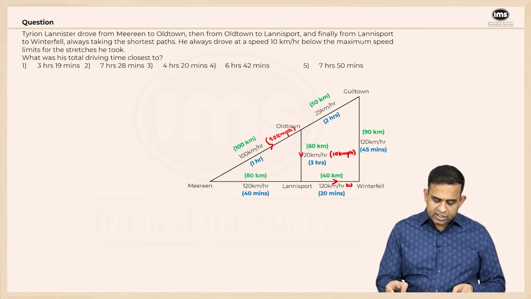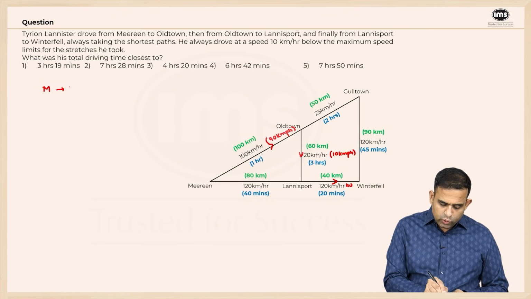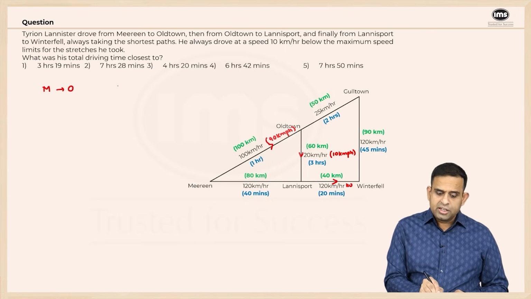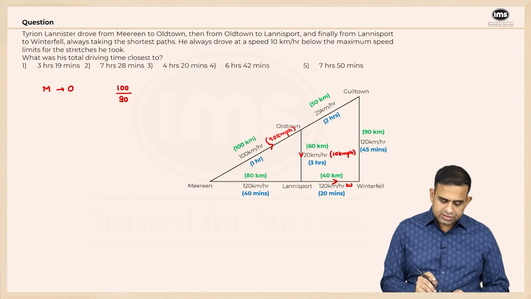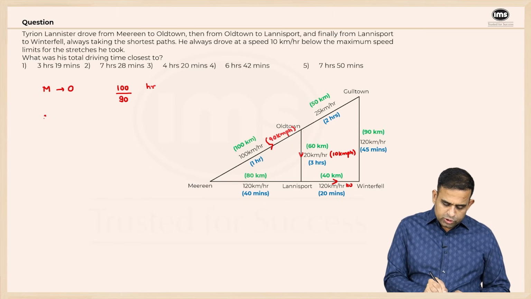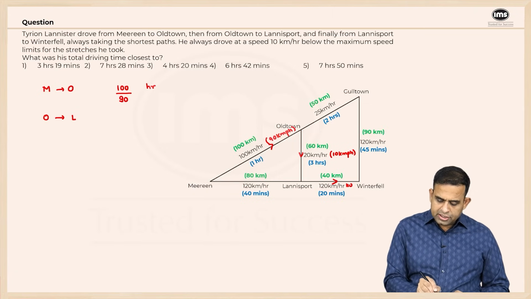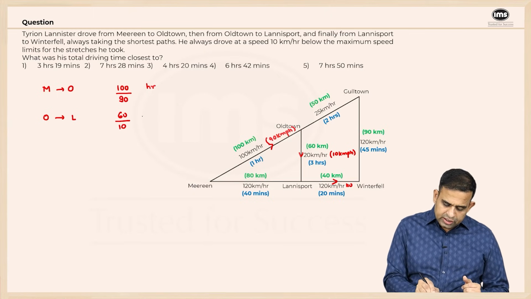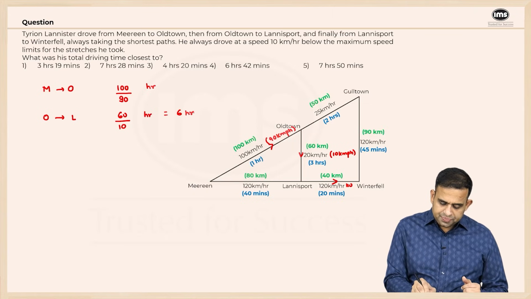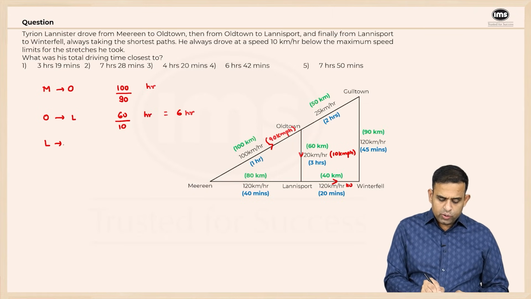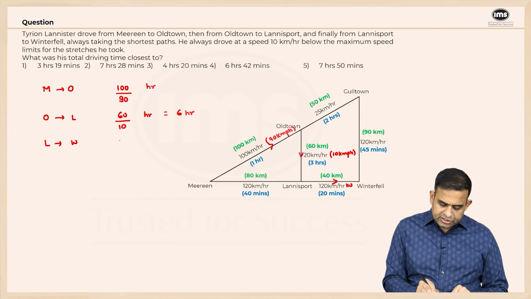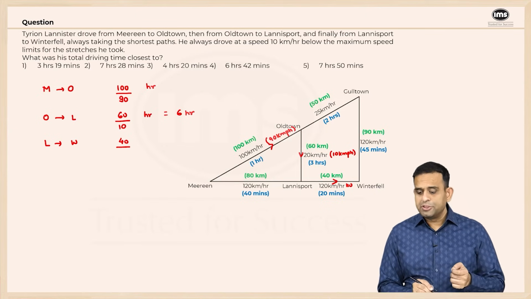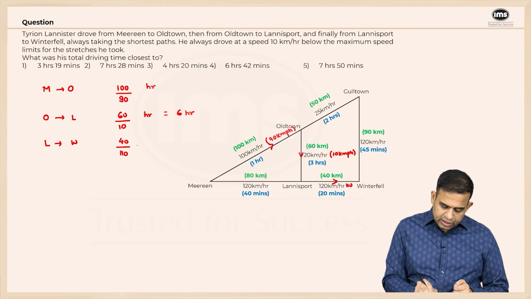And now we can look at the segments. Suppose Meereen to Old Town, the time taken would be a distance of 100 to be covered at a speed of 90. So 100 by 90 hours. Then Old Town to Lannisport, a distance of 60 kilometers to be covered at 10 kmph. This will give you exactly 6 hours. And finally, Lannisport to Winterfell, a distance of 40 kilometers to be covered at a speed of 110 kmph. This would be nothing but 4 by 11 of an hour.